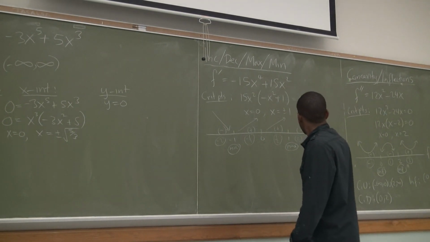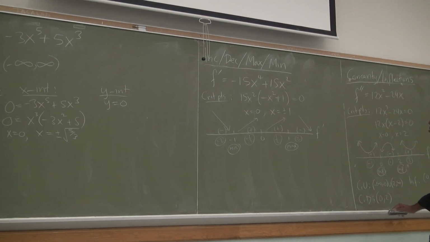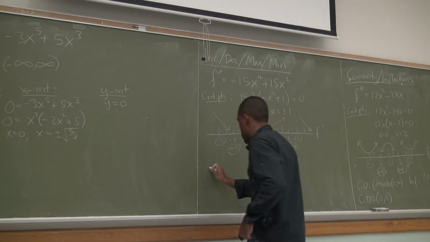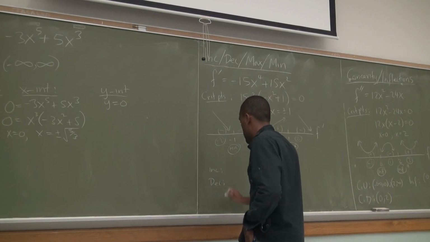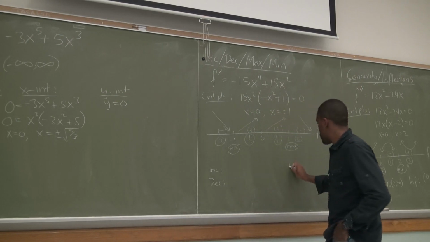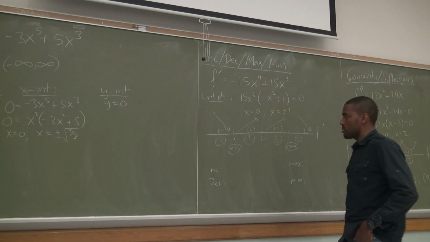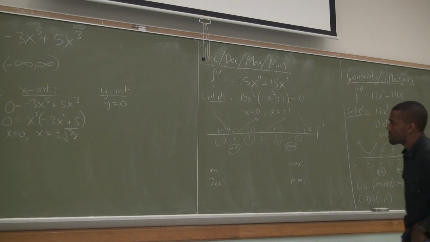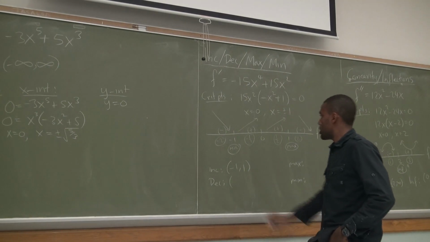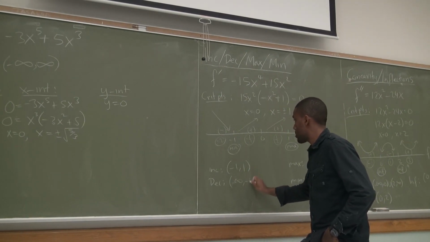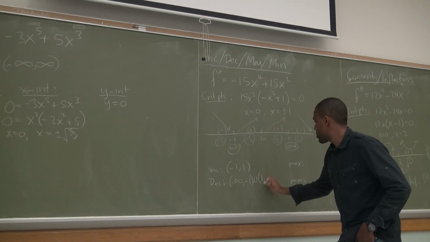Next we're going to write down where we are increasing, where we are decreasing, where I have maximums and minimums. Increasing from negative 1 to 1. Decreasing from negative infinity to negative 1, union 1 to positive infinity.